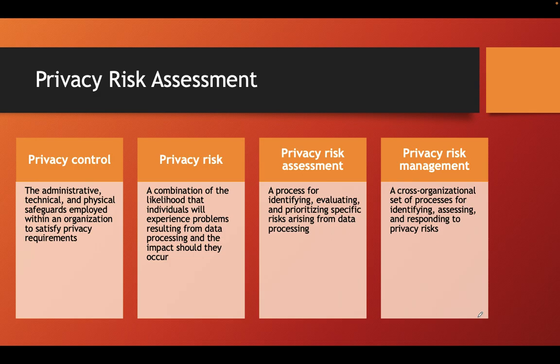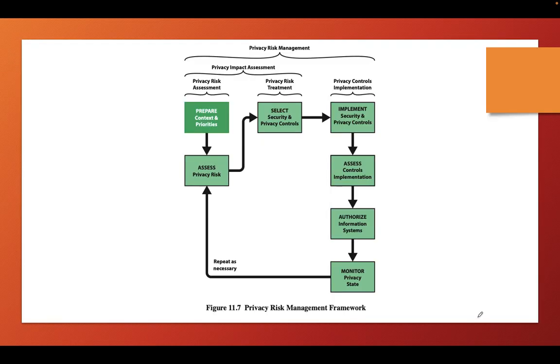The privacy risk assessment is a process for identifying, evaluating, and prioritizing specific risks arising from the processing of your data. So that's what we call the privacy risk assessment. The last but not the least is the privacy risk management, which is also an element of the privacy risk assessment. The privacy risk management is a cross-organizational set of processes for identifying, assessing, and responding to privacy risks when they occur in an organization.